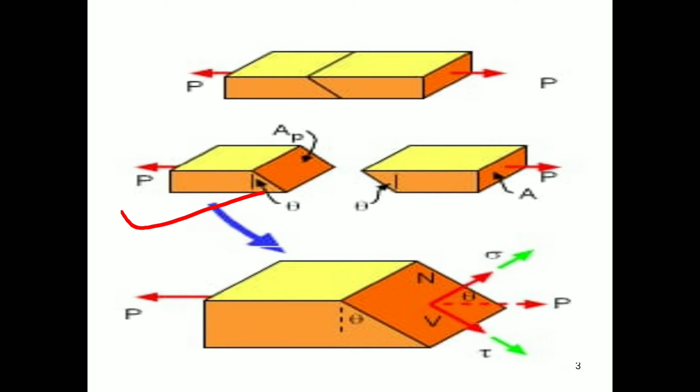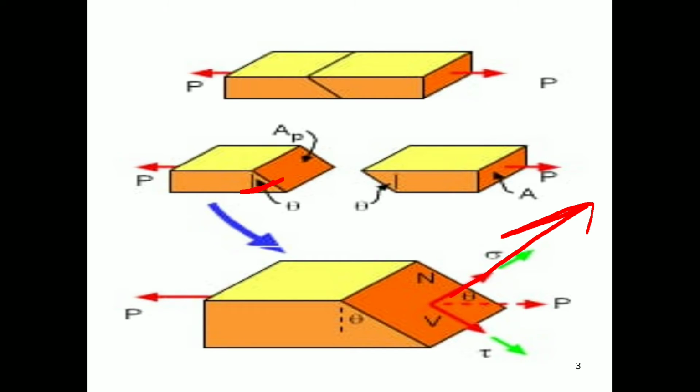This oblique plane does not make an angle of 90 degree with the vertical side of the bar. It makes an angle of theta with the vertical side of the bar, not 90 degree. Again in this case also it makes an angle of theta. So for such a condition we have to find out the value of normal stress and the shear stress.